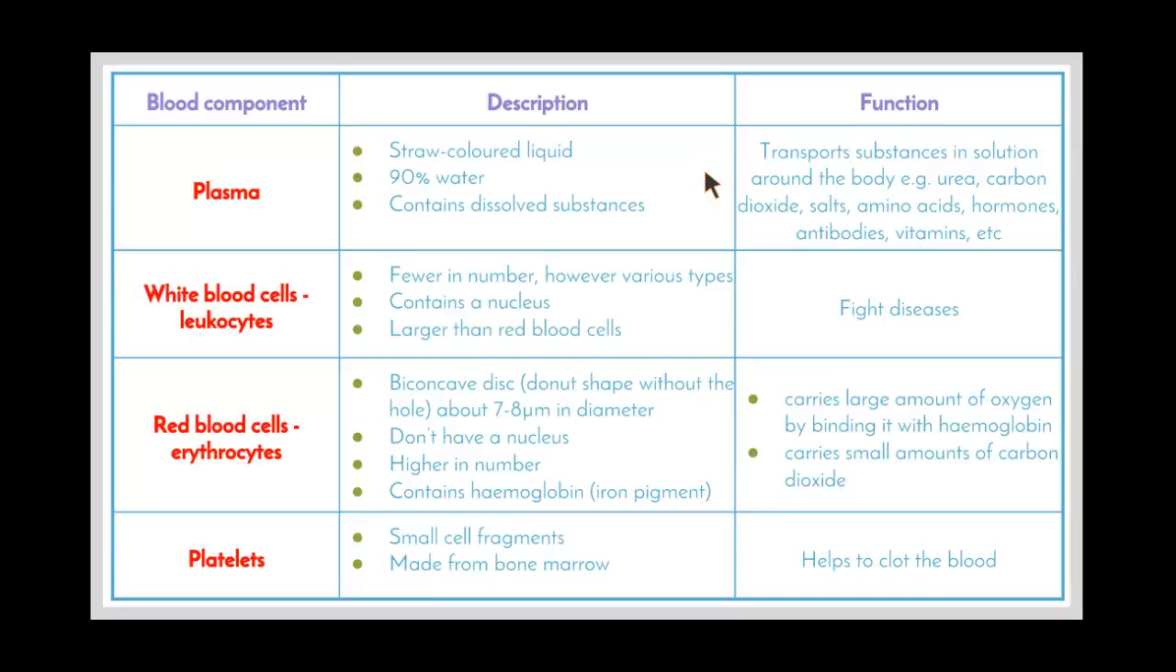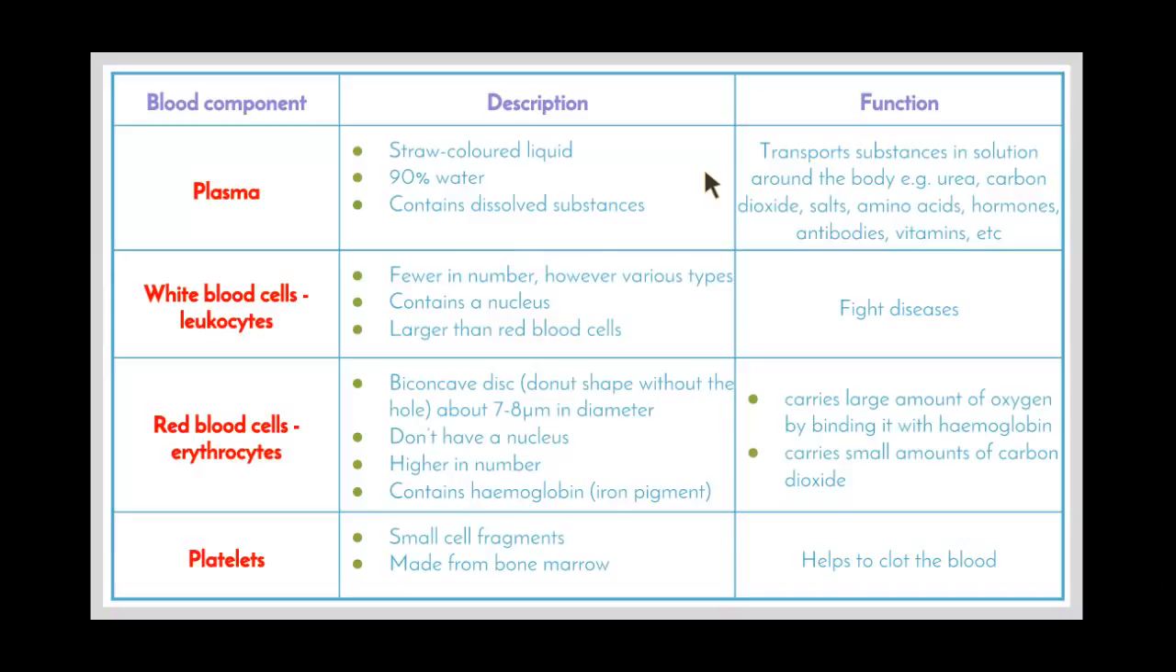Their job is to carry large amounts of oxygen around the body by binding it with that hemoglobin, and we'll be looking in particular at hemoglobin. There's a dot point just specifically looking at hemoglobin a little bit later. And the red blood cells also carry small amounts of carbon dioxide.